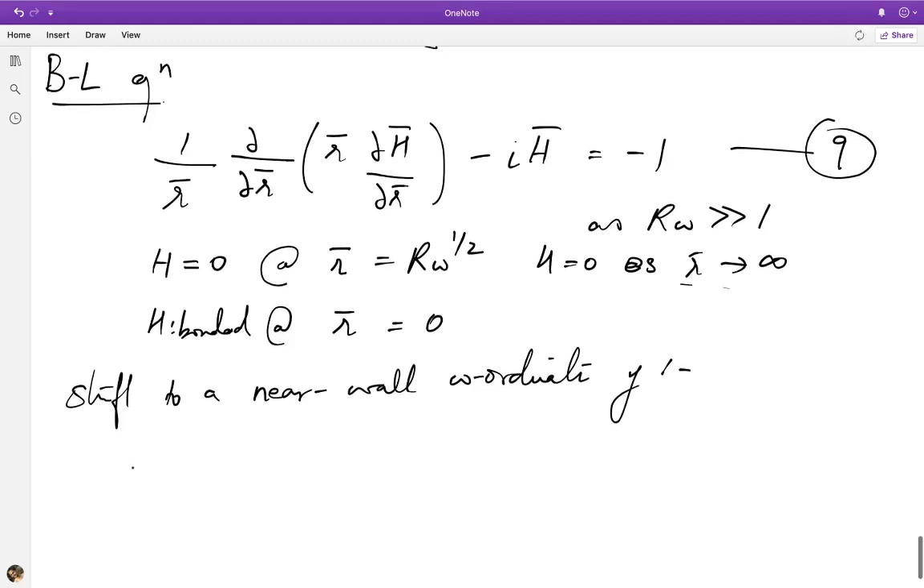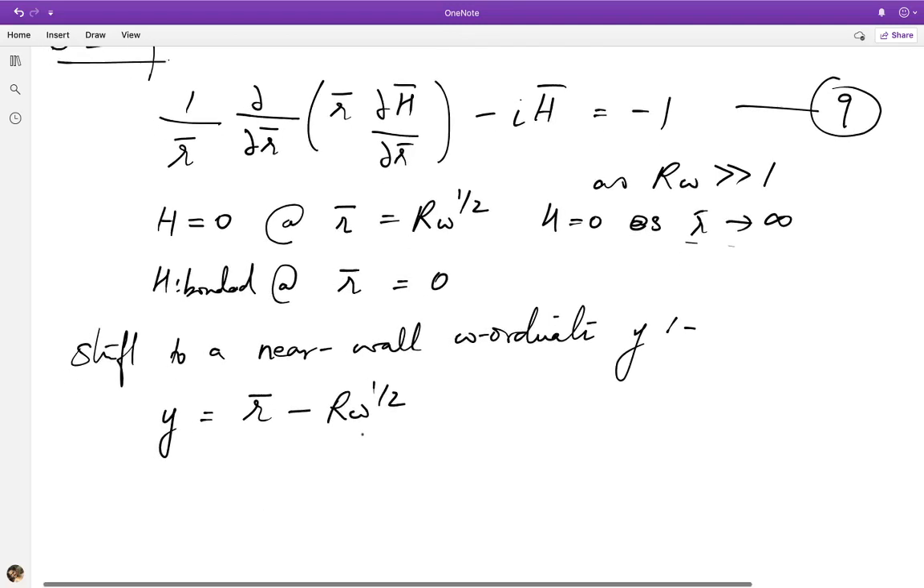How do we do this? Well, we would like y equal to 0 to be at the wall. So we write y is equal to r bar. So if y is equal to 0, we want to be at the wall. So r bar minus Rw to the half. Right, so what does this tell us?